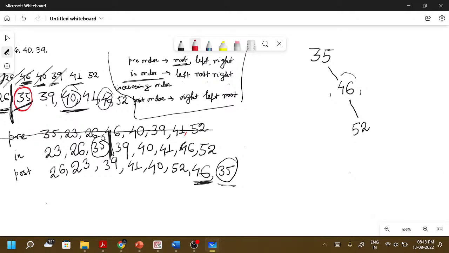Then the next root is 40. After that root, 41 will be on the right, and then we come to 39. Correct? So our order is fine.